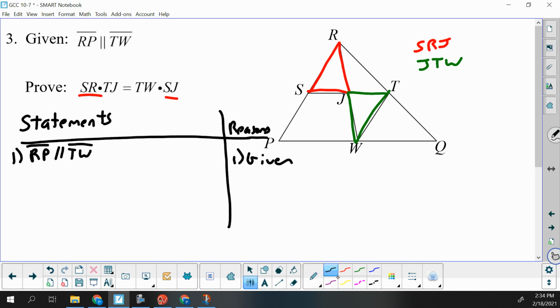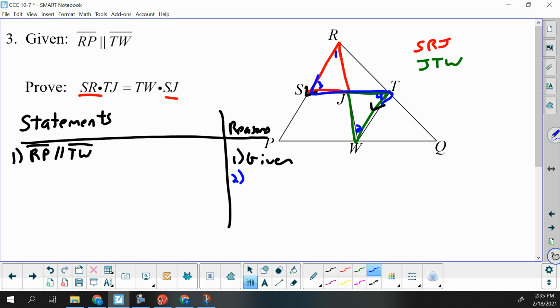They told us that RP, so this whole thing is parallel to that whole thing. Well, we've got some zigzags there. Let's call that angle 1 and angle 2. We could do a zigzag that way. And we could call this 3 and 4. We could do a zigzag going that way.